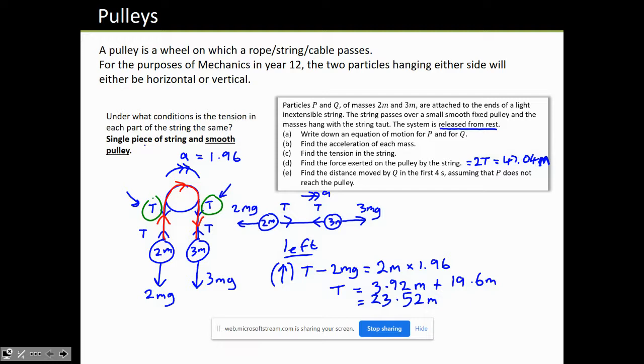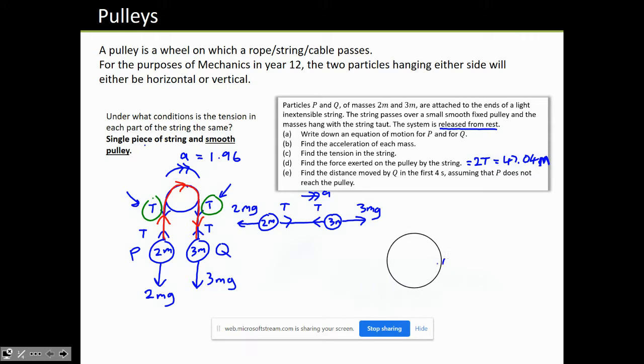Okay, find the distance moved by Q in the first 4 seconds, assuming that P does not reach the pulley. So if we assume that the particle, this was P and Q, wasn't it? P and Q. Assuming that P does not reach the pulley, what we have here is an acceleration, and we can now actually use SUVAT equations. So we don't need this at this point. We want to know how far it moves, the distance moved by Q in the first 4 seconds.